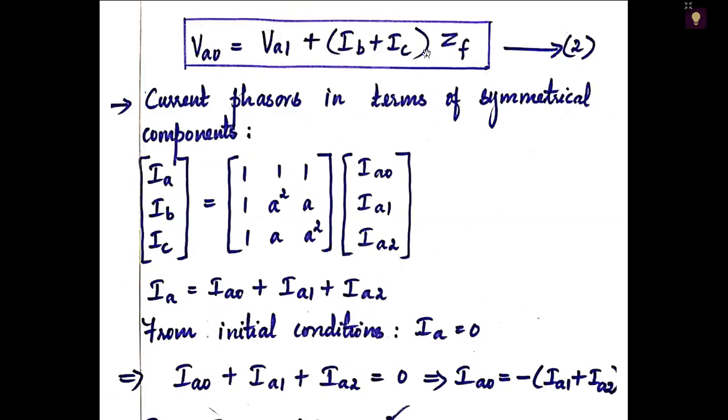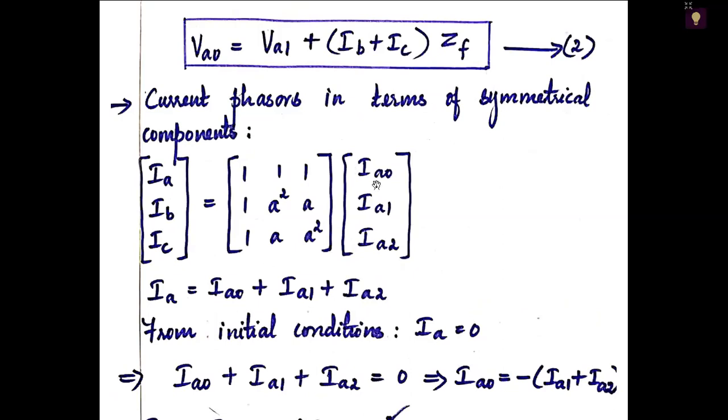Okay, so now we have to find what is this IB plus IC. For that we are writing the current phasors in terms of symmetrical components. So IB and IC are the current phasors. To find the expression for IB plus IC, we are writing the current phasors in terms of the symmetrical components as shown in this matrix.